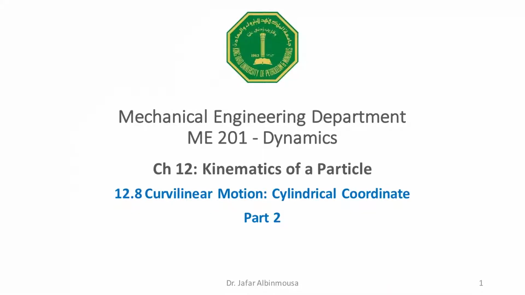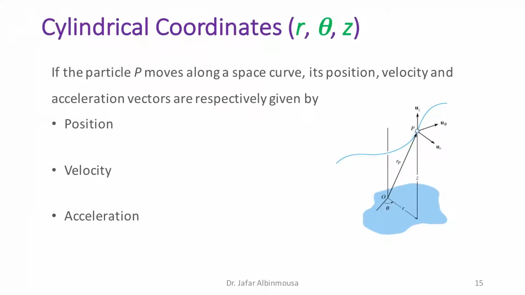Welcome again to part 2 of section 12.8, which is about describing curvilinear motion using the cylindrical coordinate system. If the particle moves in 3D space, where r, theta, and z change with time, then we should use the cylindrical coordinates. What's going to happen is that we will just add the z component to the position vector, velocity vector, and the acceleration vector. So it's indeed going to be very simple.